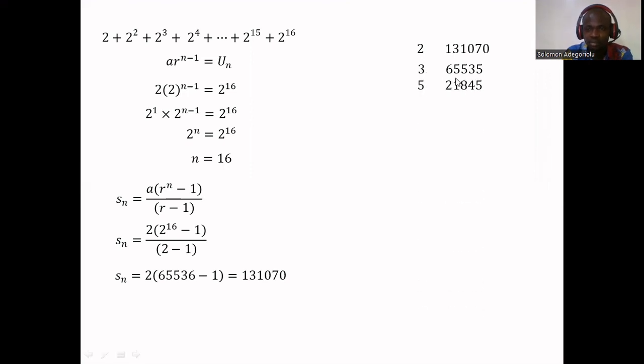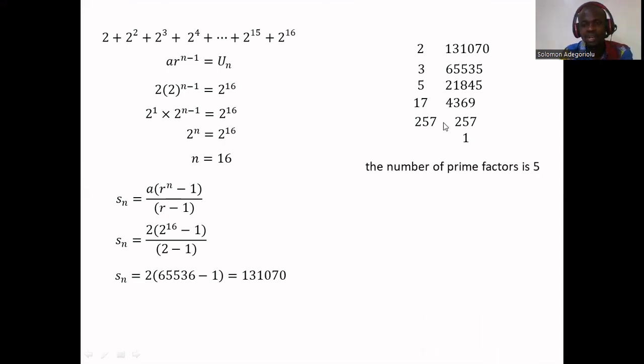That gives us 21,845. So 5 can as well go because the last digit here is 5. 5 in this number will give us 4369. Then 17 can go in this number, and that is going to give us 257. 257 can go in 257, and that will give us 1. So this number is 2 times 3 times 5 times 17 times 257. So the number of prime factors is also 5. So you can use the first method or the second method.